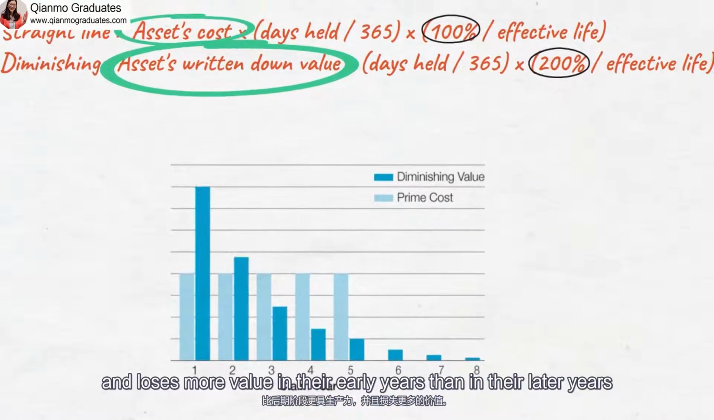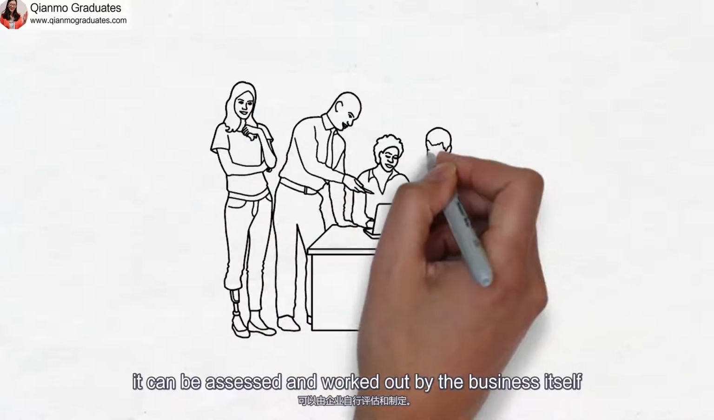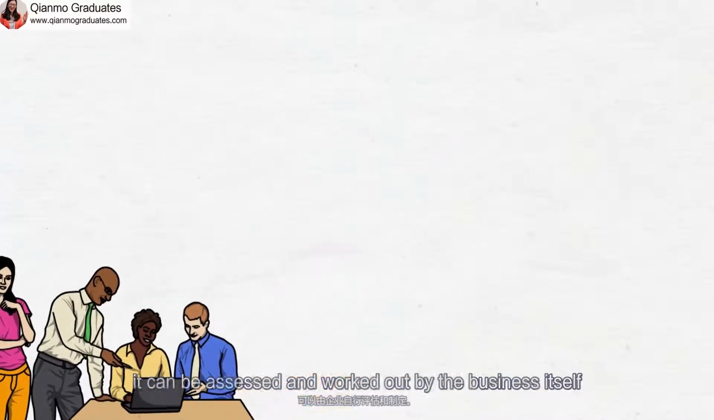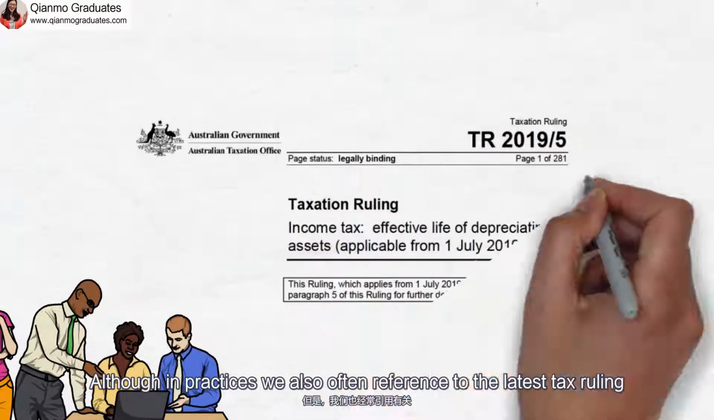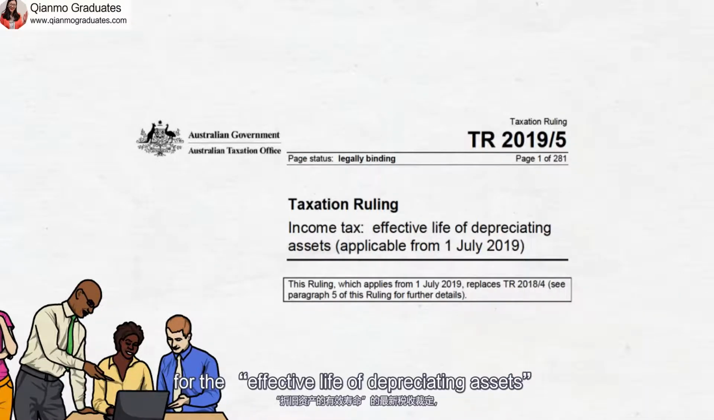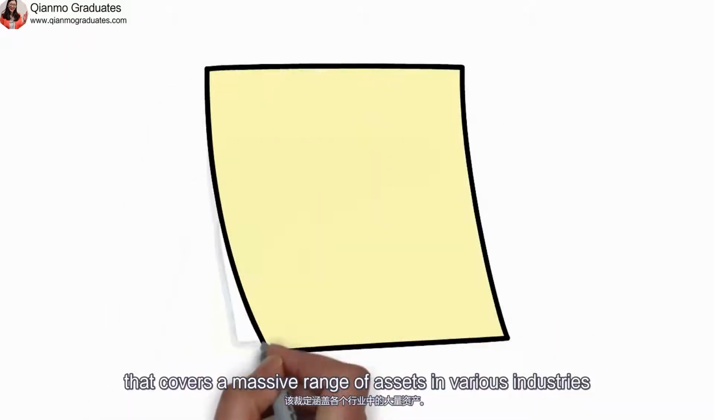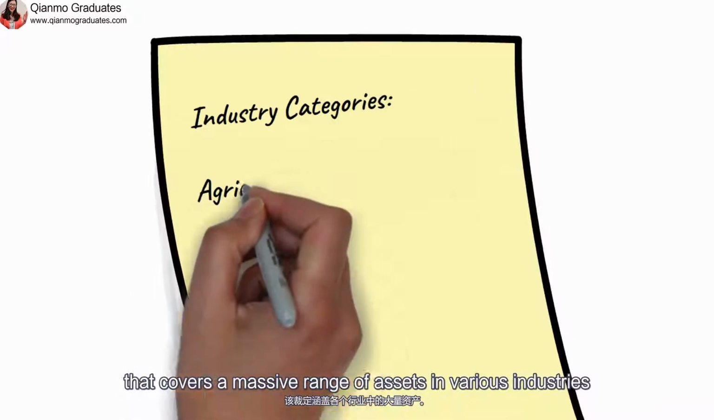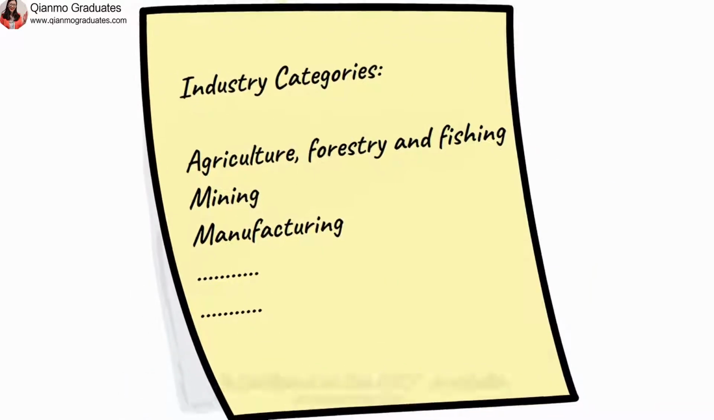This reflects the fact that many assets are typically more productive and lose more value in the early years than in the later years. In regard to the asset's useful life, it can be assessed and worked out by the business itself, although in practice, we also often reference the latest tax ruling for the effective life of depreciating assets, which covers a massive range of assets in various industries. It is published on the ATO's website.